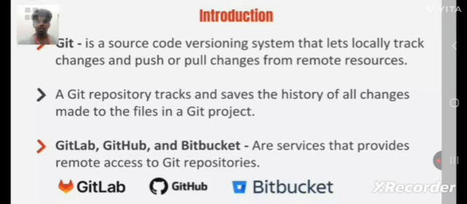So Git is a source code version system that lets you locally track changes and push or pull changes from remote resources. A Git repository tracks and saves the history of all changes made to the files in a Git project. Examples like GitLab, GitHub, and Bitbucket, which we usually use in our day-to-day life, are services that provide remote access to a Git repository.